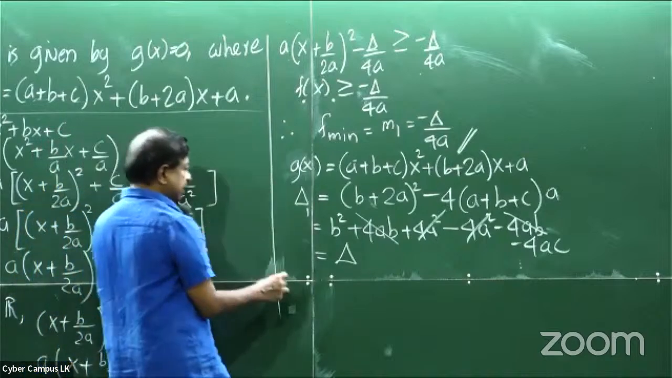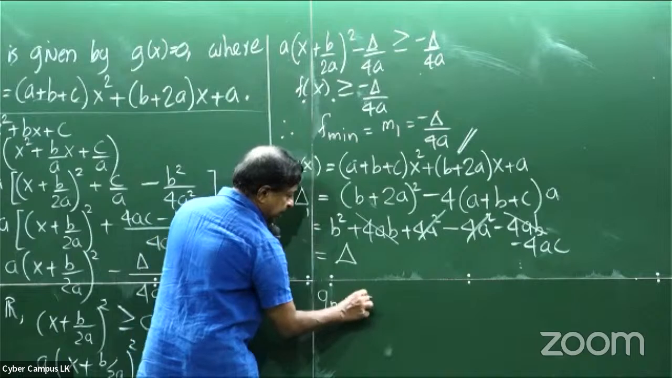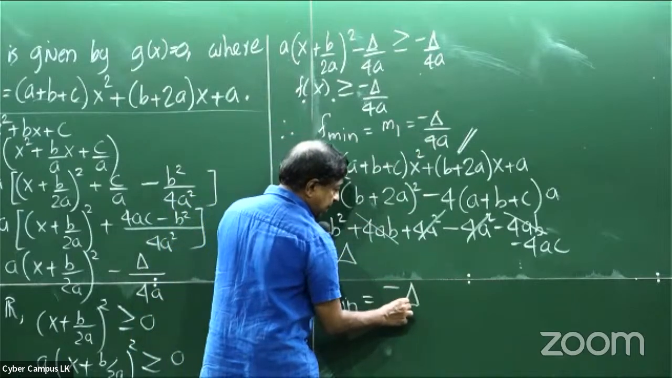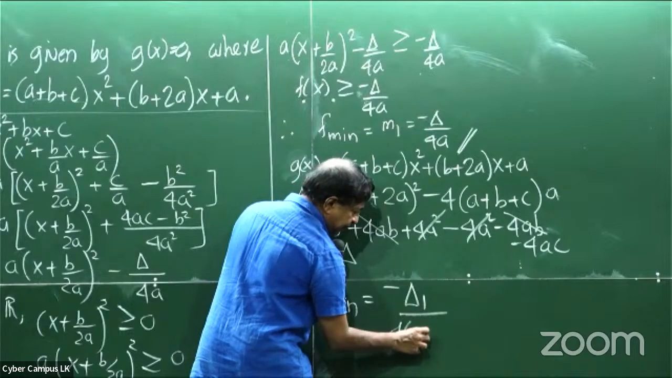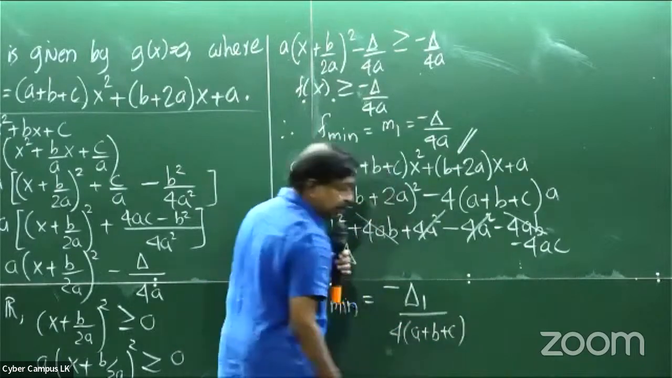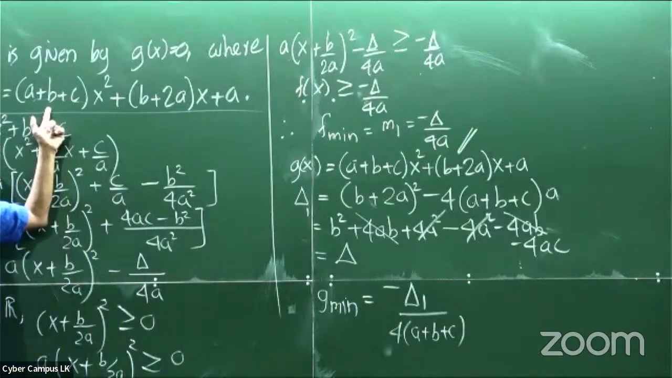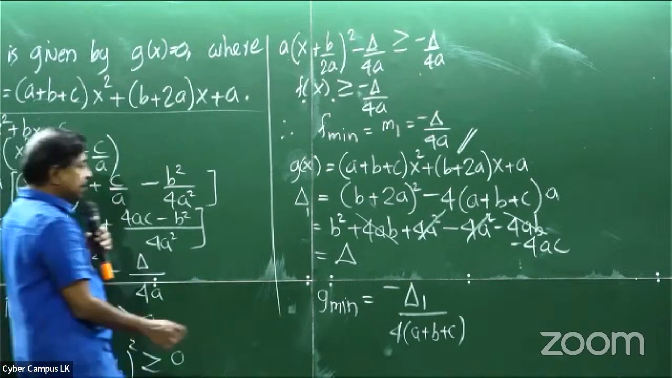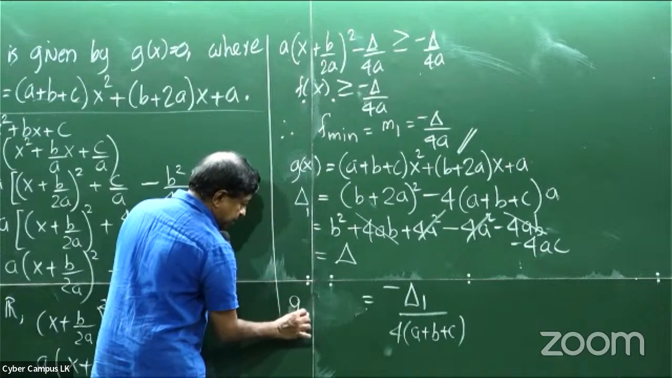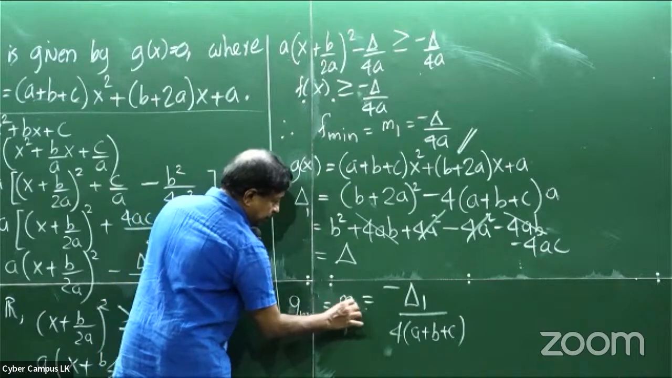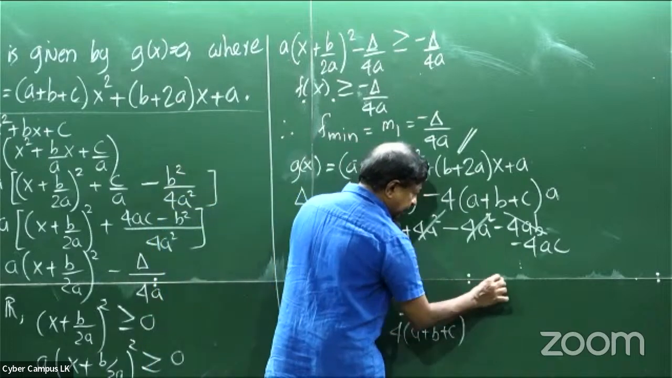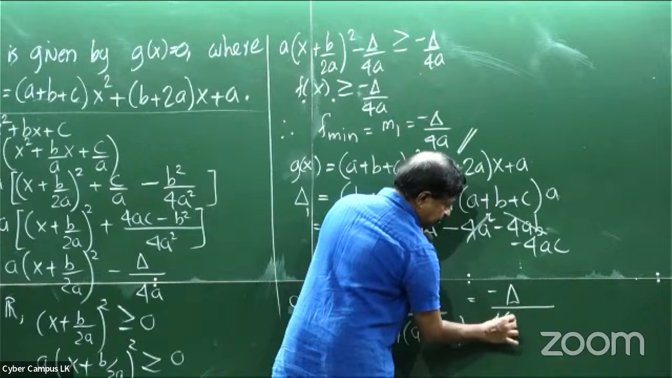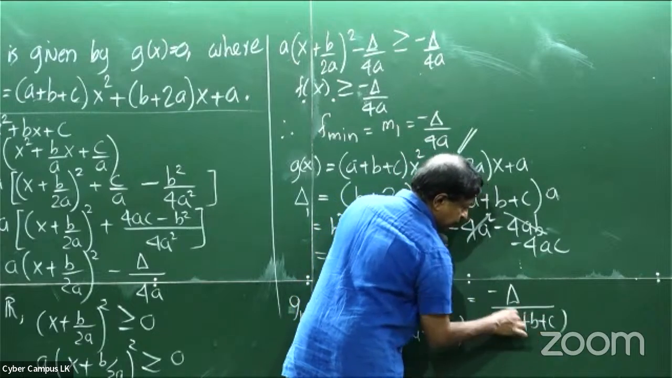Now, you can extend the same result. G min can be identified as minus delta 1 over 4 times, instead of A, you have to plug in A plus B plus C, because here the coefficient of x squared is A plus B plus C. Now, delta 1 is delta. In fact, G min is M2. I'll insert that as well. Now, that's what we get.